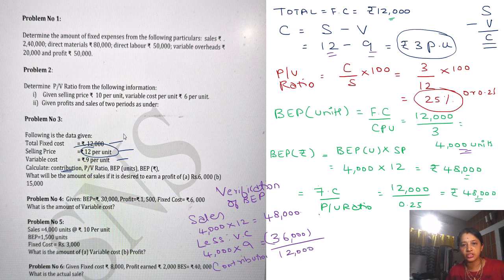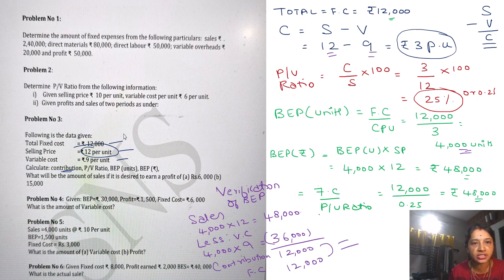And look at your fixed cost. How much is your fixed cost? Fixed cost is also 12,000. Your contribution is equal to fixed cost, so whatever you've calculated is right. This is just for verification purpose. We just see whether we've calculated right or wrong.